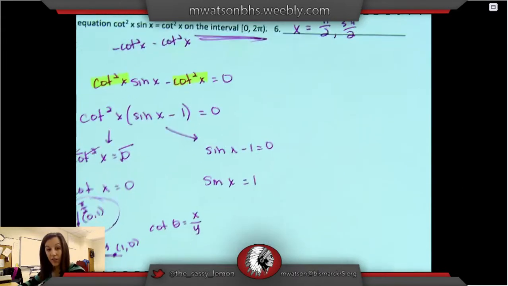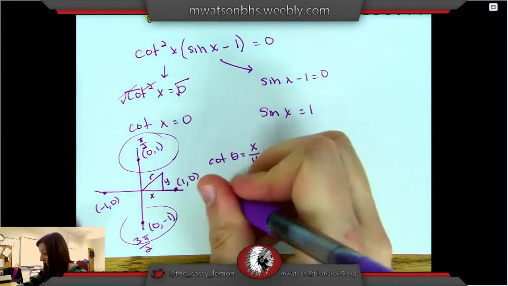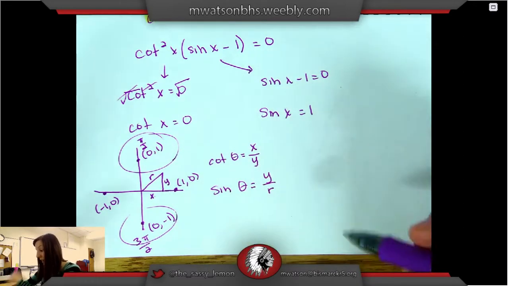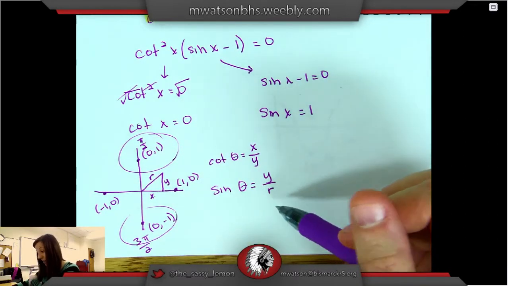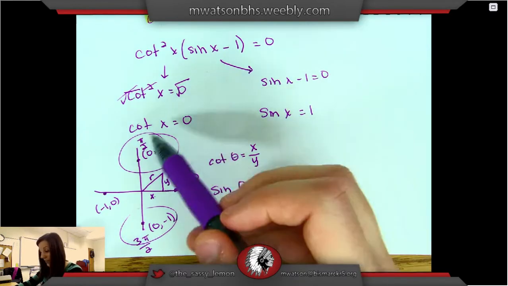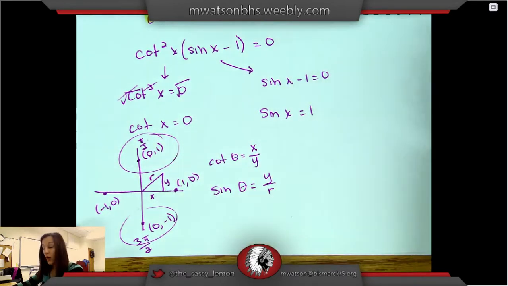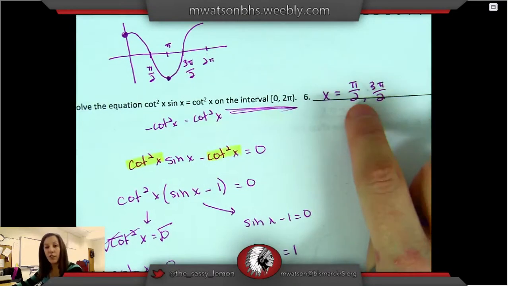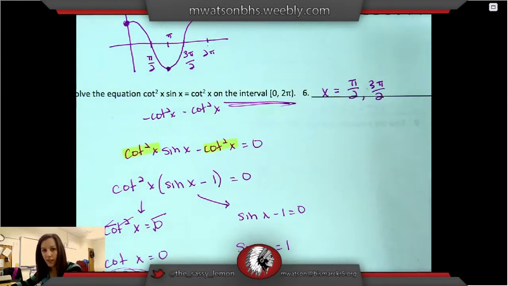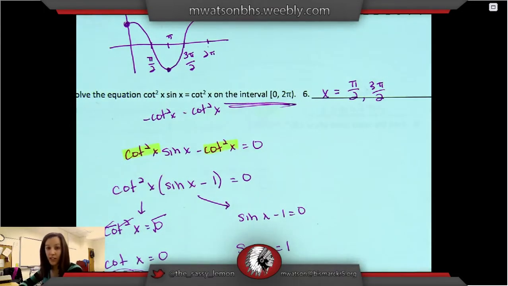Okay, now for sine. Sine in terms of x, y, and r is y over r. So I look through and find where y over r equals 1. And in fact, it's going to be pi over 2. Well, that's a repeat of one of our earlier solutions. In algebra, whenever we had repeat solutions, we didn't list them more than once, so we don't have to do it here. And that's it.